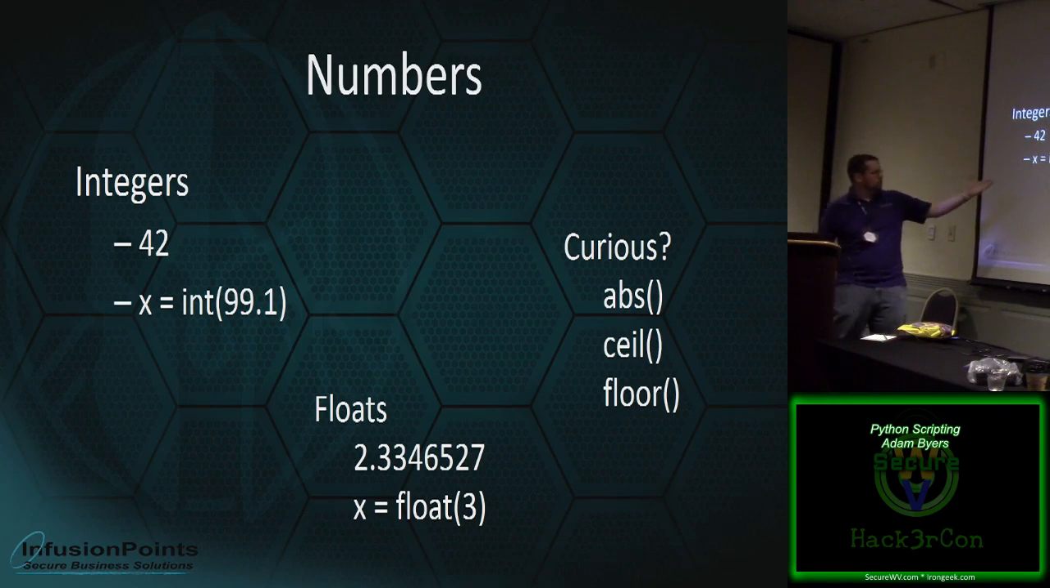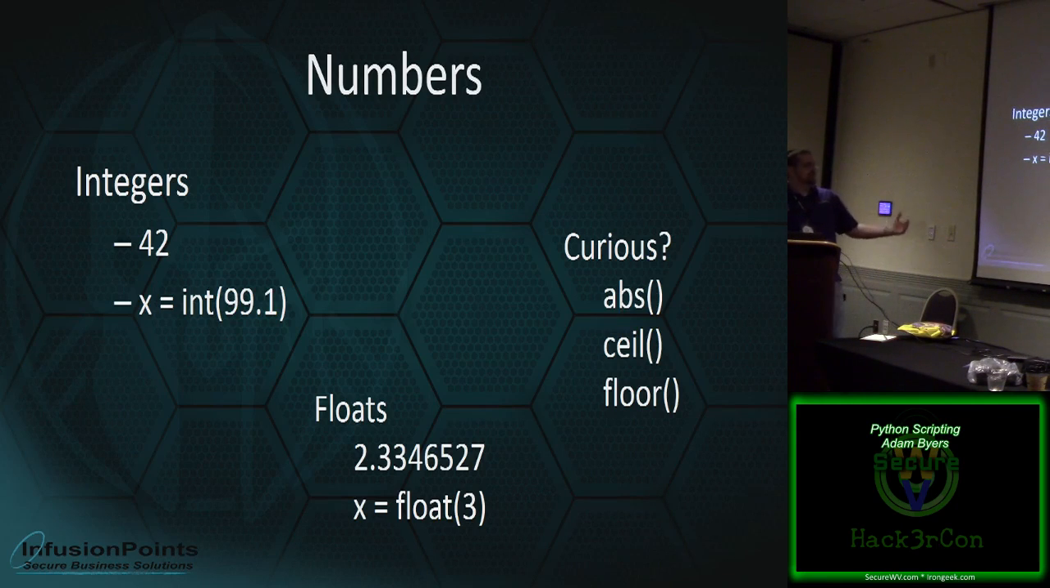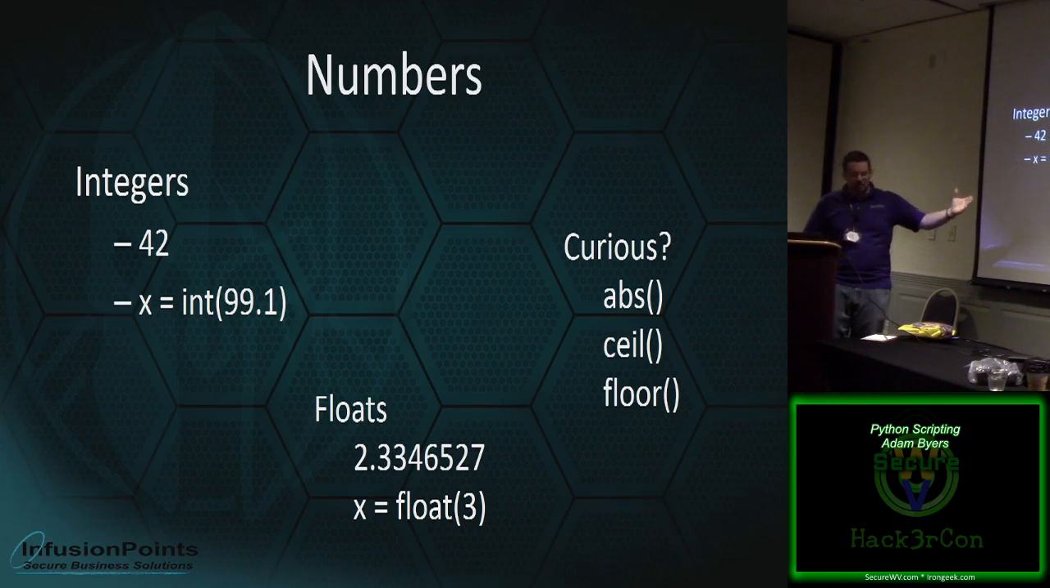So if you take 99.1 and put it in the integer function, it's going to turn it into 99. It's going to turn it into an integer, and then store that in X. So let's take a look, if you guys have internet access, obviously I'm having trouble with that. Take a look and see what the absolute value, the ceiling and floor functions do.